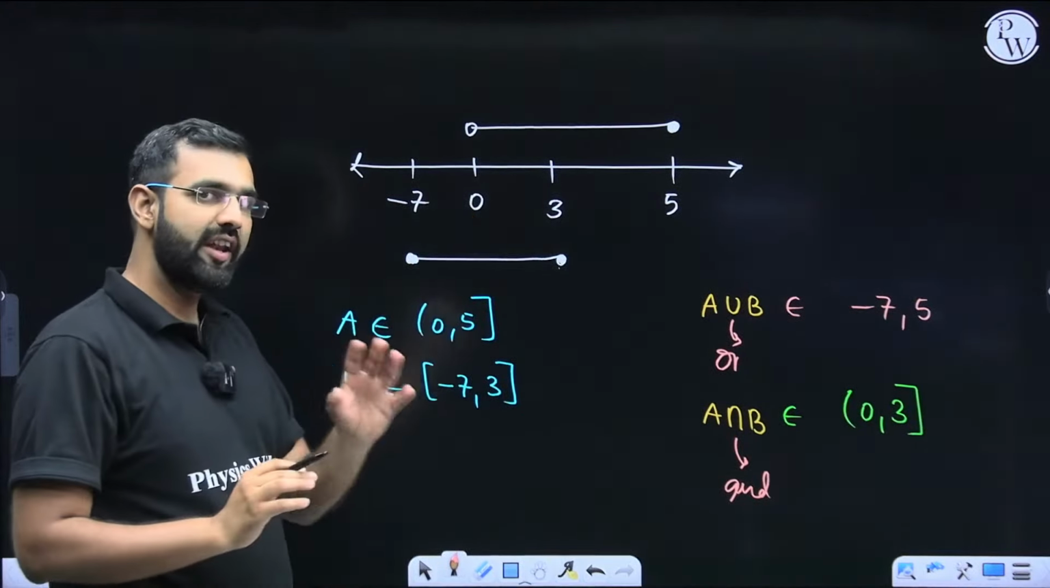So even if it is present in one of them, it should be included. So -7 to 5 I'll have to include. But what about -7 and 5? Will I be including them or not? Sir, -7 is there in set B, 5 is there in set A. So they are also to be included.